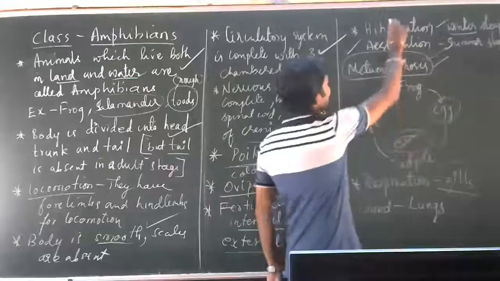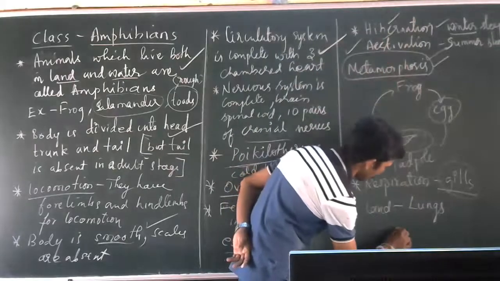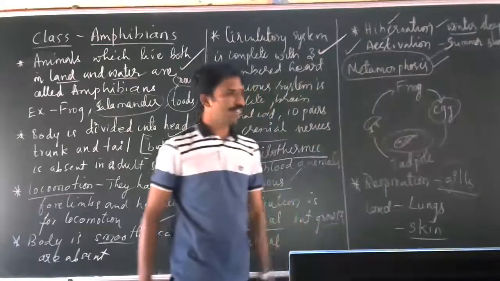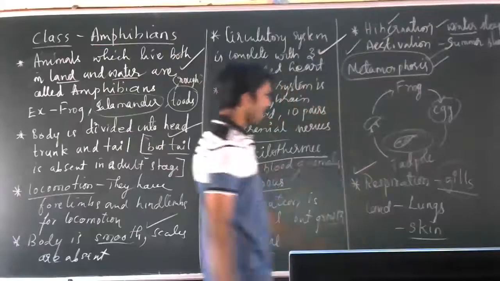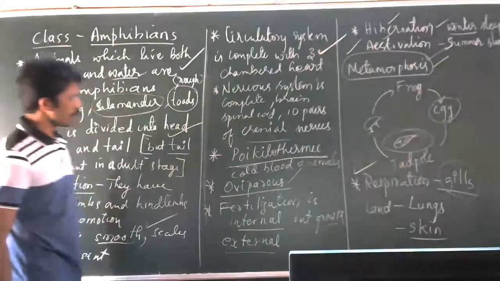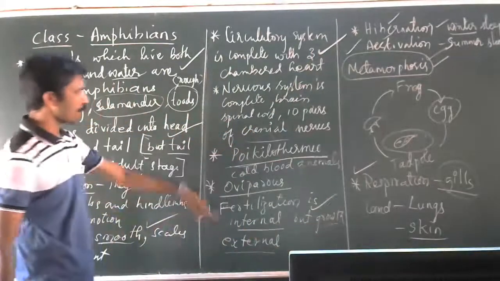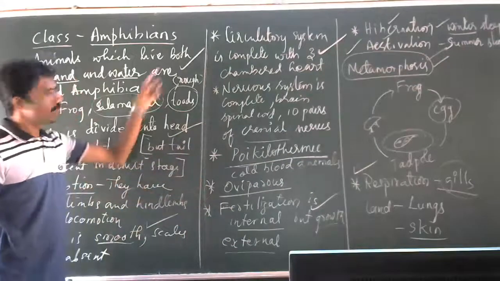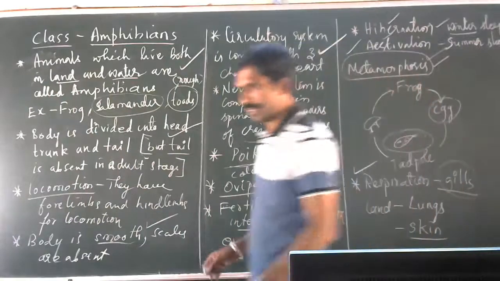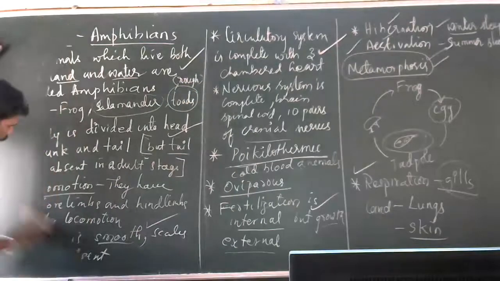And during aestivation and hibernation, they respire by skin also. So that is the advantage. This is the main identifying character. I told you this one: not oviparous, fertilization is internal but growth is external. Those are the identifying characters. Is it clear? So out of this, we'll see the next group of animals.